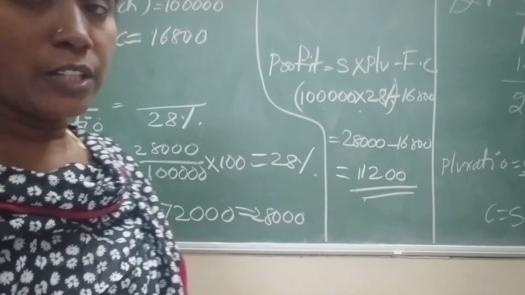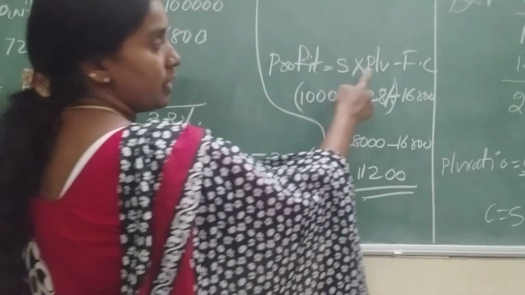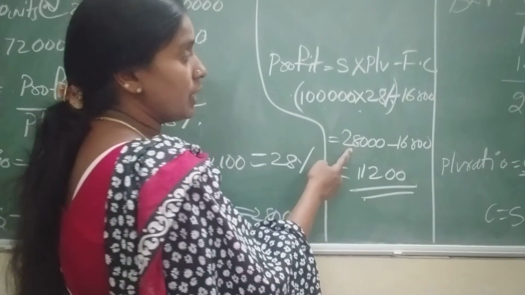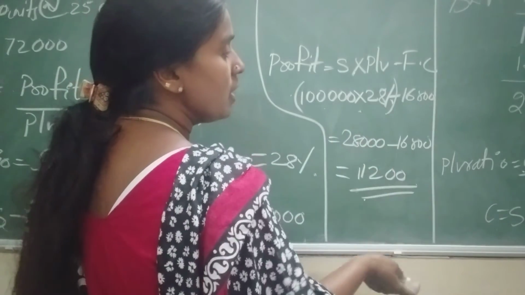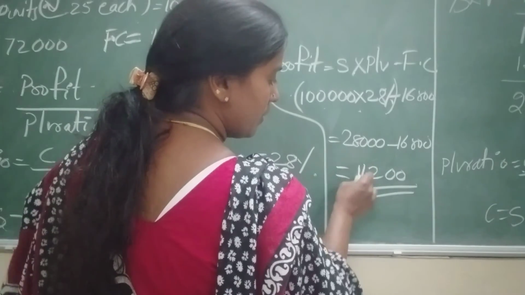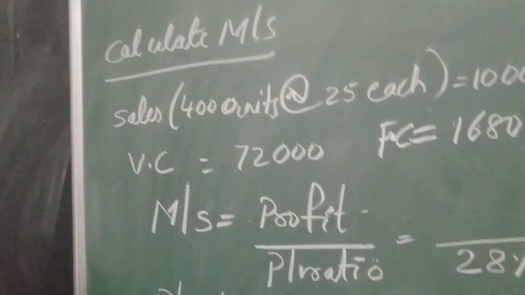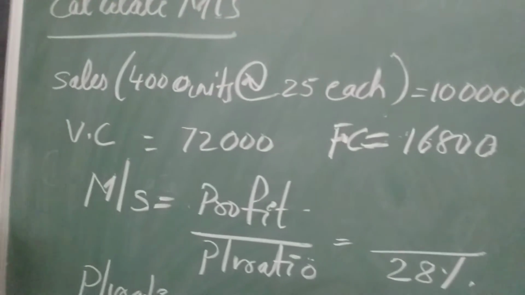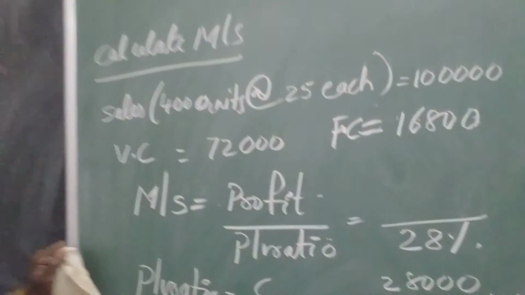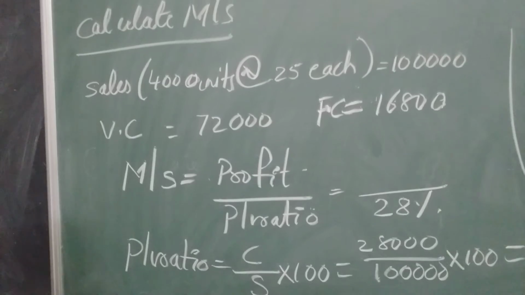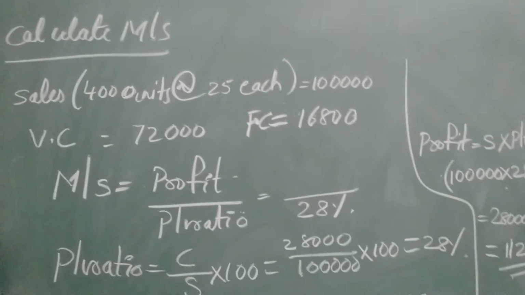So how did you get 11,200? Sales into PV ratio, that is 1 lakh into 28% is 28,000. After getting 28,000, you subtract 16,800, that is 11,200. Clear? So please note down the problem. Very, very important. So I request everyone to note down the problem. Very important problem.